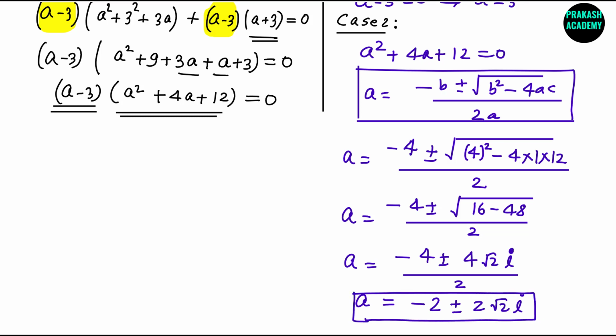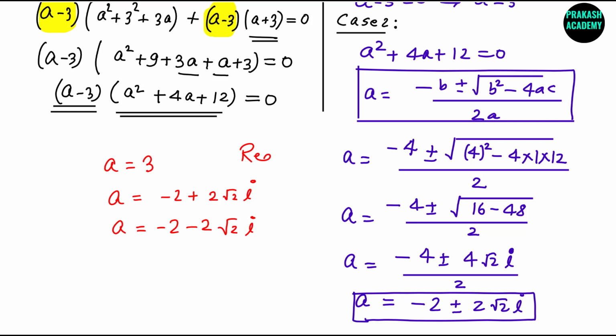So we have three roots. One root is a is equals to 3, and another root is minus 2 plus 2 root 2 i, and the third root is minus 2 minus 2 root 2 i. So one root is real and these two roots are imaginary.